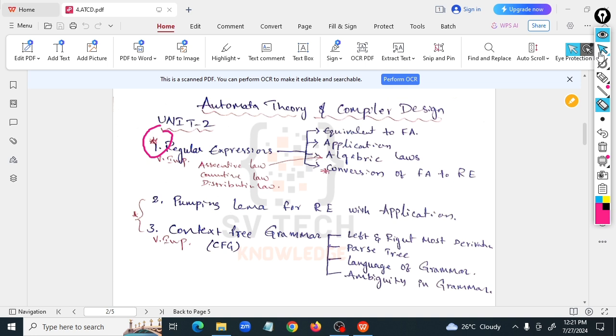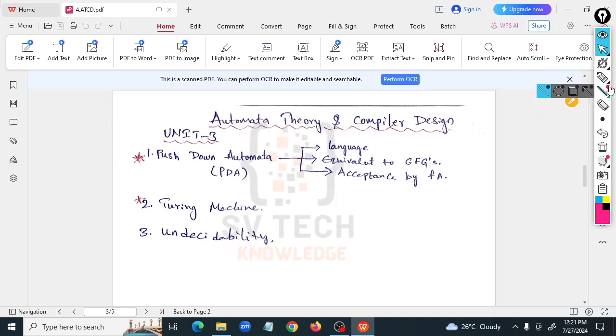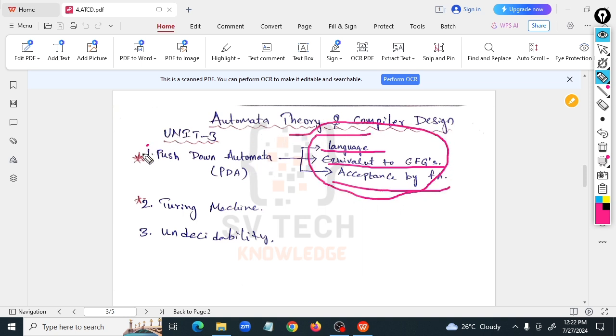Coming to the third unit, there are only three questions. Among them, the first is PDA, pushdown automata, and pushdown automata language equivalent to CFG. Next, acceptance of finite automata; these three topics are very important from the first question. The second question will be Turing machine. Turing machine also has subtopics; even if you read this question, read them quickly. And the third one will be undecidability.